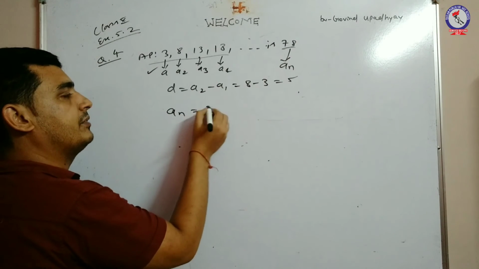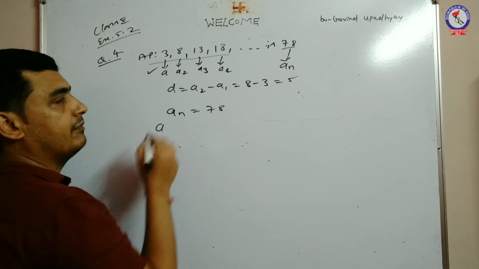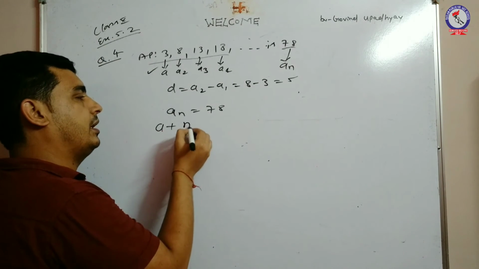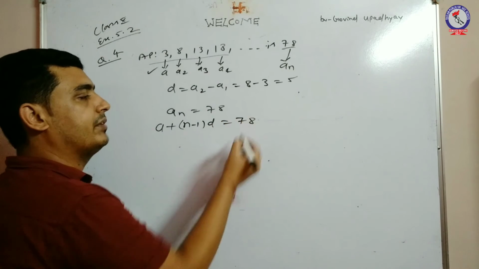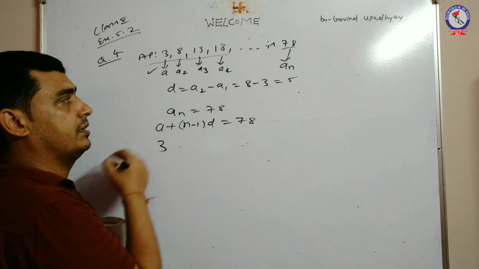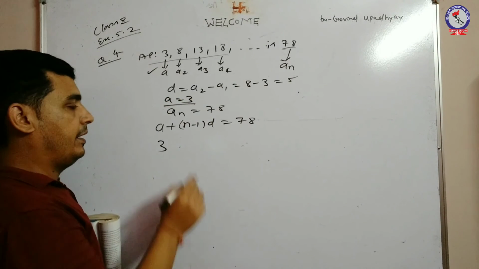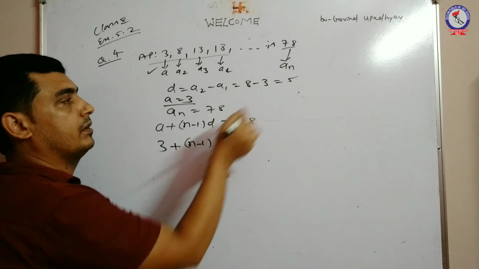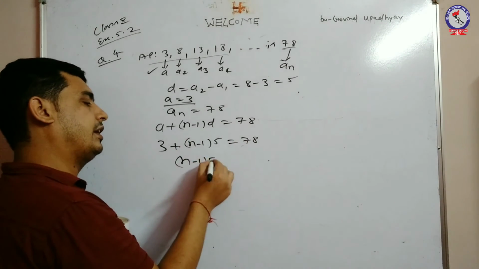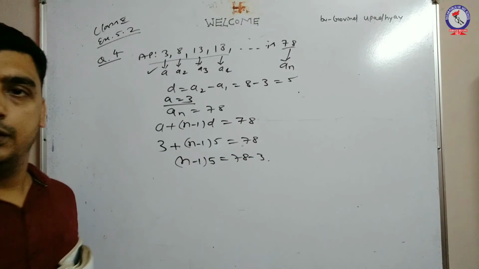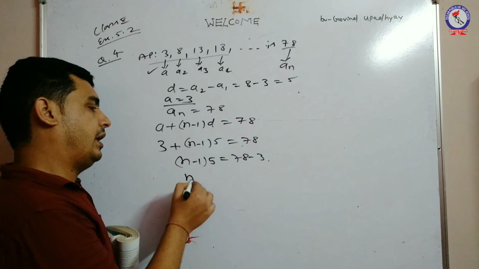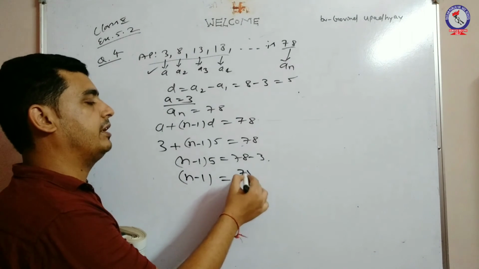So AN will be 78. AN is A plus N minus 1 into D, that is the formula. A plus N minus 1 into D will be 78. A is 3 and D is 5. So N minus 1 into 5 is equal to 78 minus 3. Here it is plus 3, so it will be minus 3 there. So N minus 1 is equal to 75.